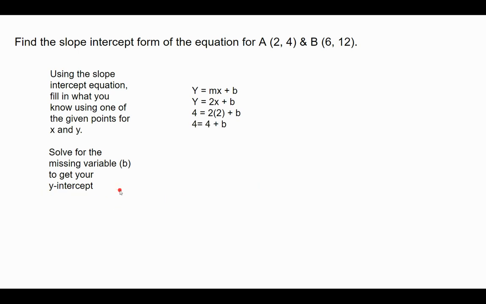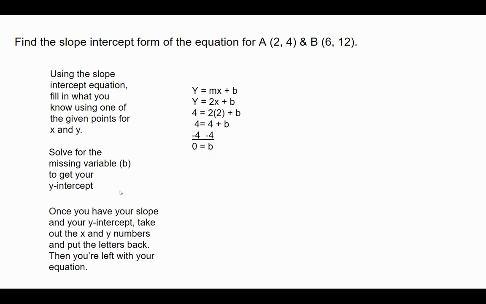And then you are going to solve this equation just like normal. So we're going to subtract 4 to get our variable by itself. And then you're left with 0 equals b. Okay, that makes 0 your y-intercept.